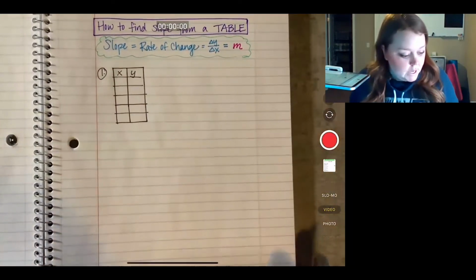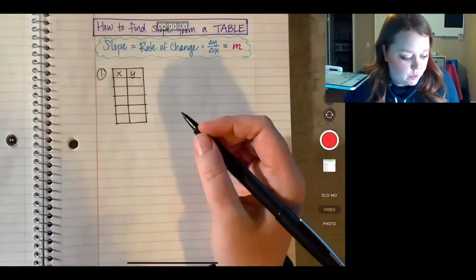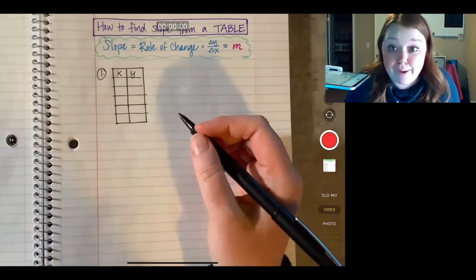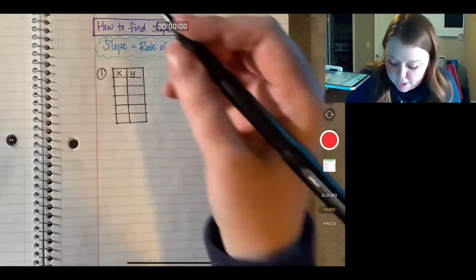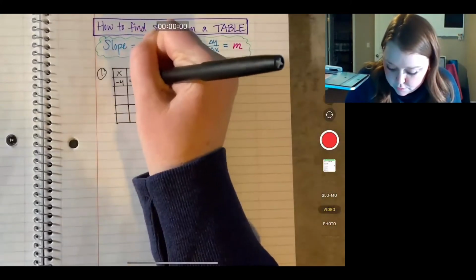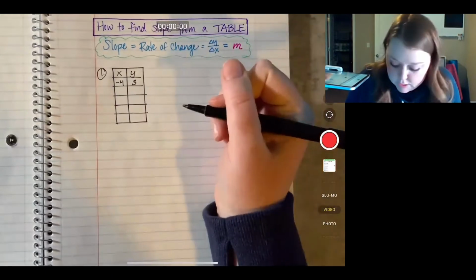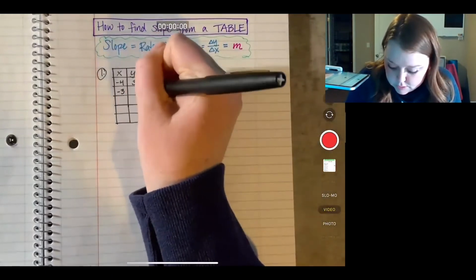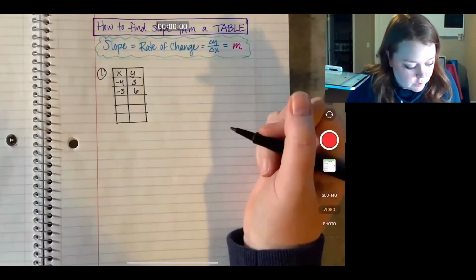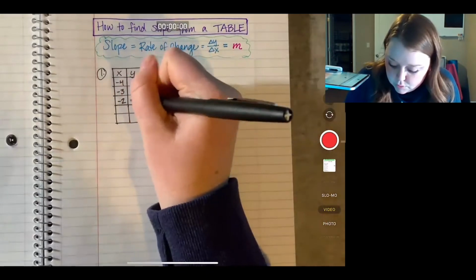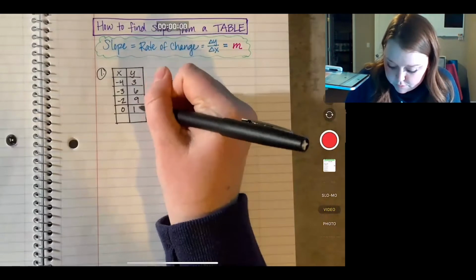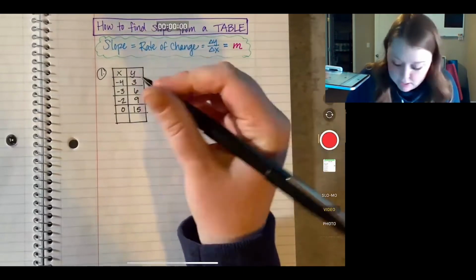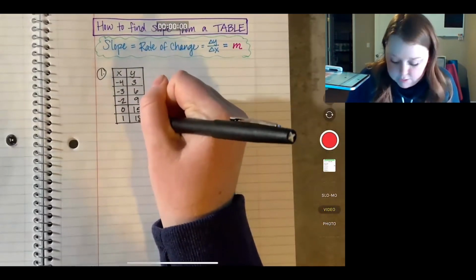Okay. And now let's go ahead and plug in some ordered pairs. And by the way, pause the video if I'm going too fast, right? So here's your first ordered pair: -4, 3. -3, 6. -2, 9. 0, 15. And 1, 18.